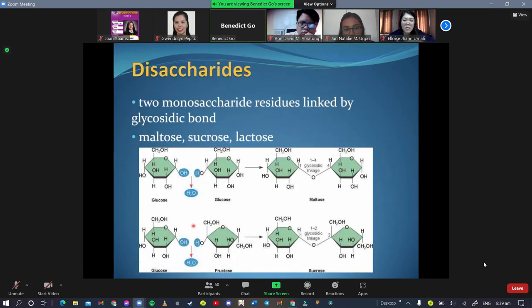Okay, so we're done with the monosaccharides. This time, disaccharides, we'll just whisk through this very quickly. Disaccharides are two monosaccharide residues linked by a glycosidic bond. Examples are maltose, sucrose, and lactose. You'll see here, two glucose subunits can form maltose. Glucose plus fructose, just remove the water, forms sucrose, and this is the glycosidic bond or linkage.